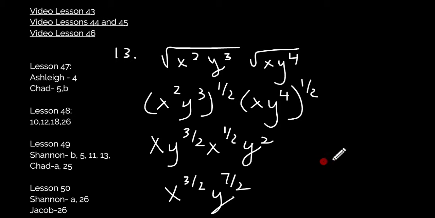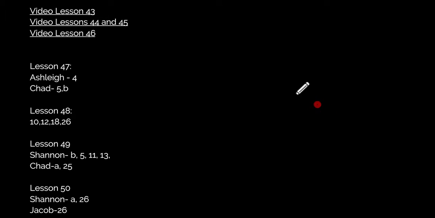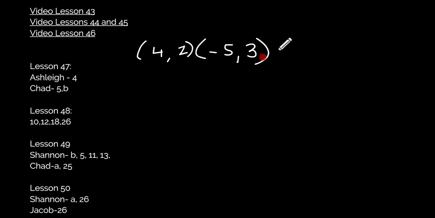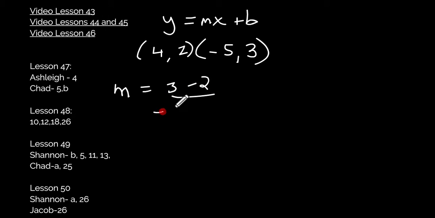One more for this lesson, number 25. Okay, find the equation of a line. This is really similar to that other one that we did. So let's see if we can speed this up. We have 2 points. We need to know how to do this, guys. We've been doing this since Algebra 1. We're finding an equation of a line that goes through these points. Remember, you have y equals mx plus b. You need to find m and b. To find m, you use the slope formula. You subtract the y coordinates, 3 minus 2. You subtract the x coordinates, negative 5 minus 4. So you get 1 over negative 9.